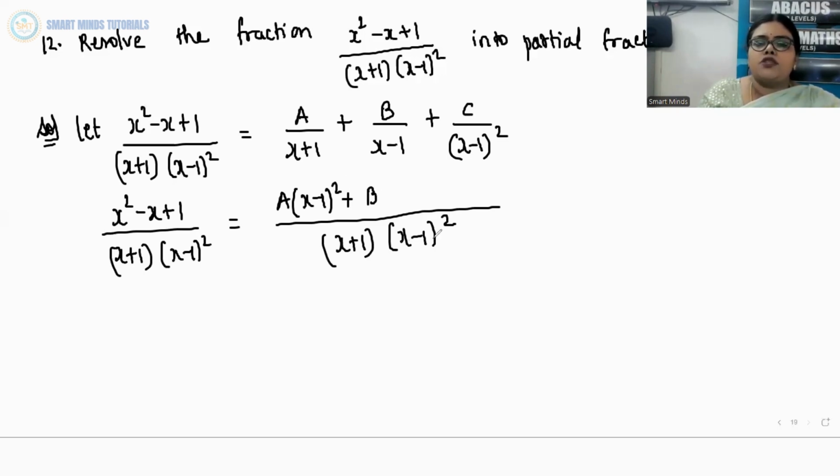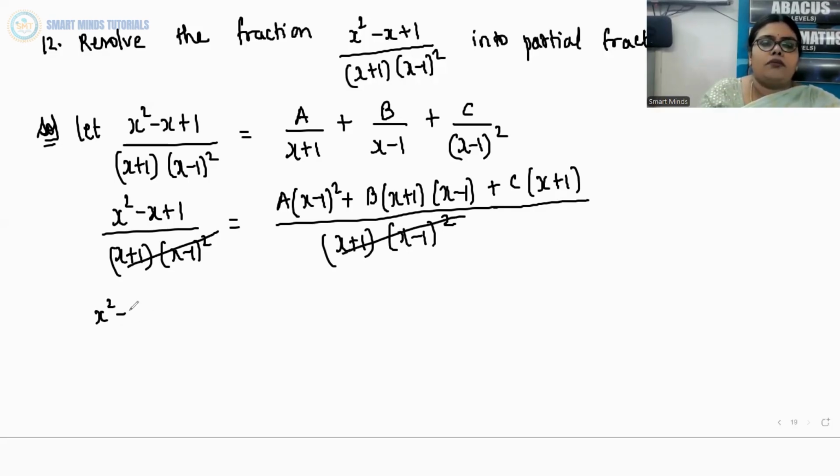Now one (x minus 1) is there. So what is not there from the LCM? We don't have (x plus 1) and one more (x minus 1), plus C into. Now you have (x minus 1) whole square. So what you don't have from the LCM? You don't have (x plus 1). So this is the way of taking the LCM. Now we cancel the denominators.